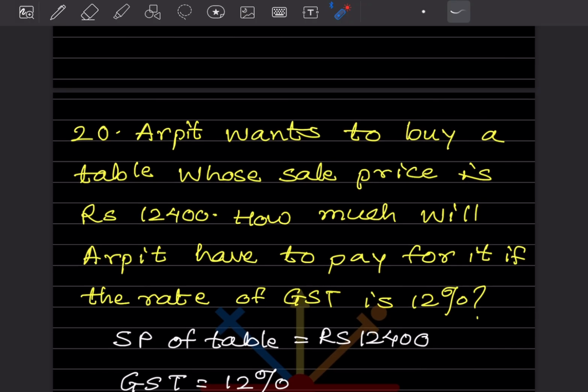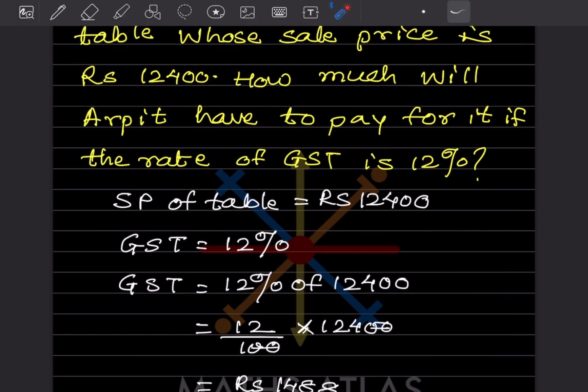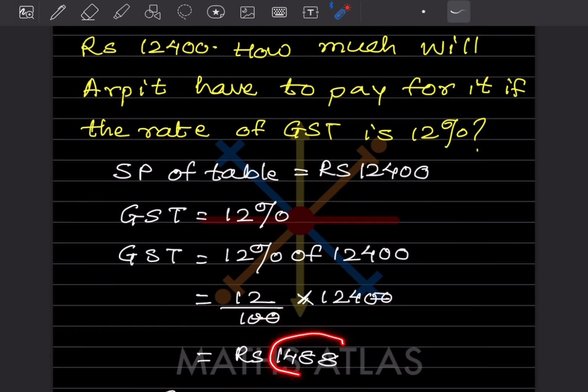Arpit wants to buy a table whose sale price is 12,400. How much will Arpit have to pay for it if the rate of GST is 12%? So selling price is given as 12,400, GST 12%. So GST is 12% of this selling price, that is 12,400. So 12% will be 12 by 100 into 12,400. So this will be 1488.